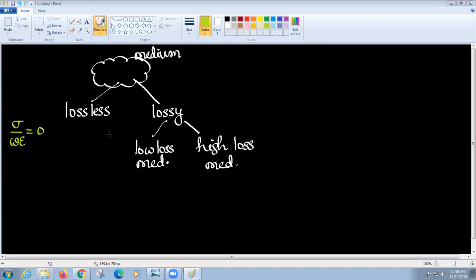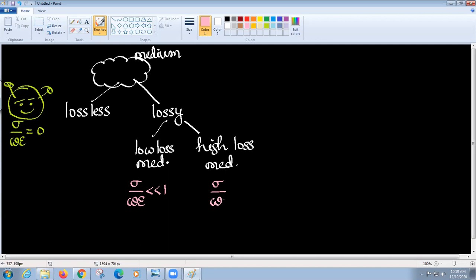Okay, sorry. So last tangent, what is this? Loss tangent sigma by omega epsilon equal to 0 for this, and this is lossless. When I come to low loss medium, sigma by omega epsilon is far less than 1. When I go to high loss medium, sigma by omega epsilon is far greater than 1. Agreed? So you have like this.